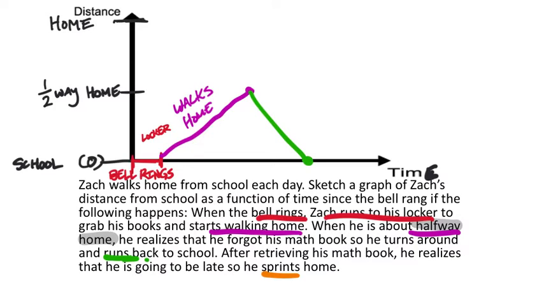So we can see that green line looks like it might be as steep, but it's a little bit steeper. It's just in the downwards direction because what's he doing? He's going back to school to grab his book. Okay, so he's going to run back.